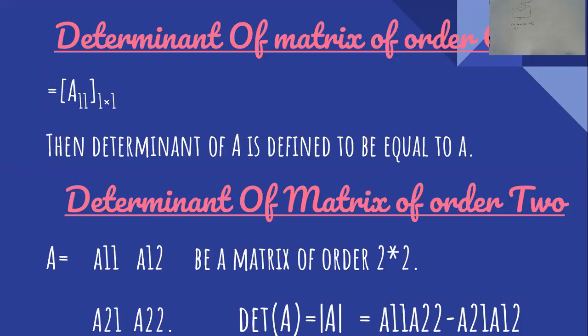Determinant of a matrix of order 2: let A = [[a11, a12],[a21, a22]] be a matrix of order 2 by 2. Then the determinant of A, mod of A, is equal to a11 times a22 minus a21 times a12.